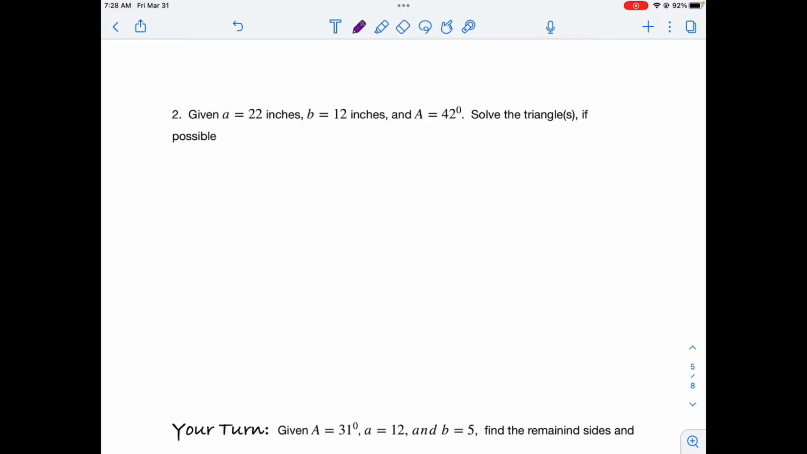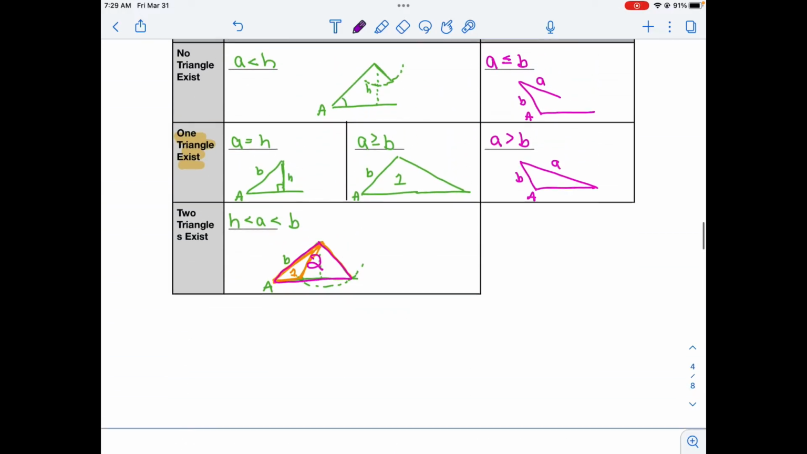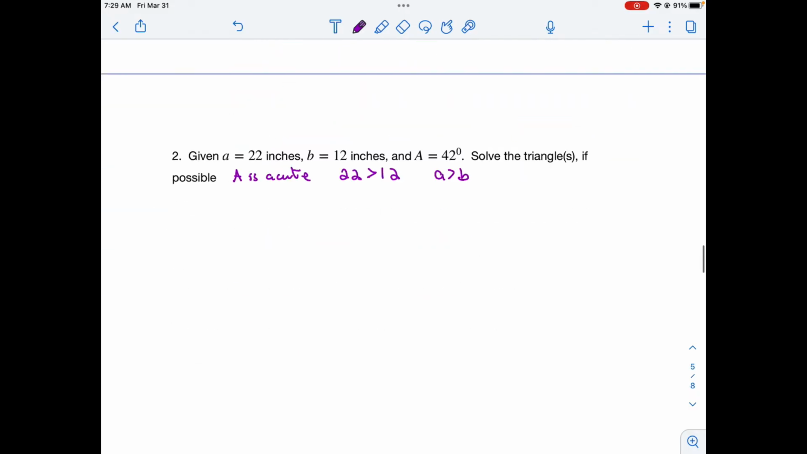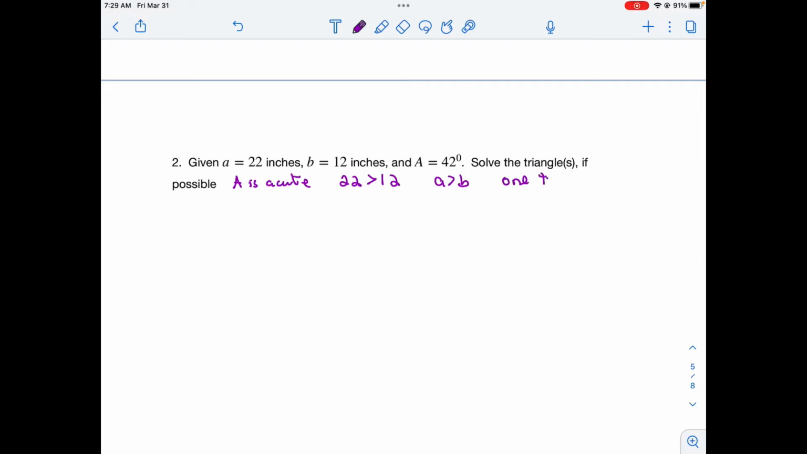The first thing I notice in this example is that my angle given is 42 degrees, so it's an acute angle. Now I'm going to compare my side opposite the angle given, which is my A in this case, with the side adjacent to my angle. I'm going to compare 22 to 12. The side opposite my angle is larger than my side adjacent to my angle, so that's the one triangle exists case. My conclusion is I will have one triangle.